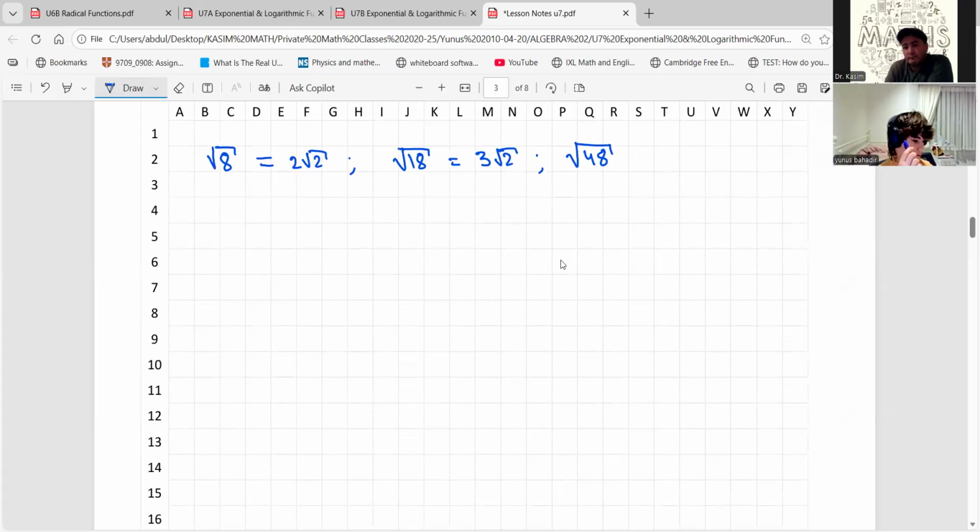This one. 24 divided by 2. Hold on. 24 times 2. Is there a bigger number than 24? 16 times 3, right? Okay, yeah, 16 times 3. So we can write 4 times square root of 3. And how about square root of 54? What is that?